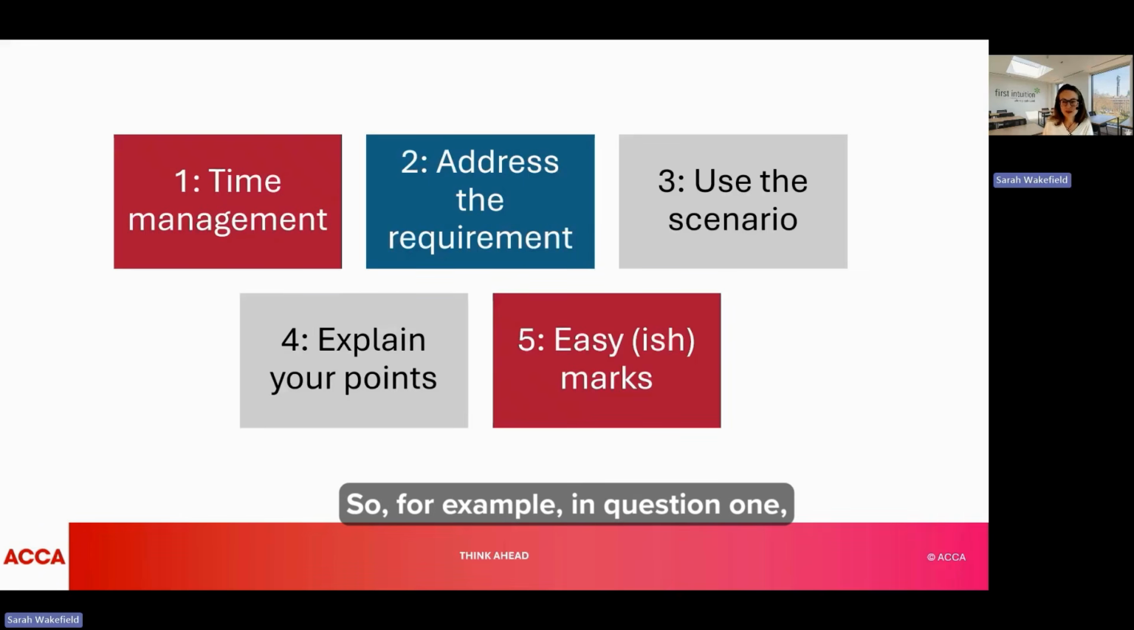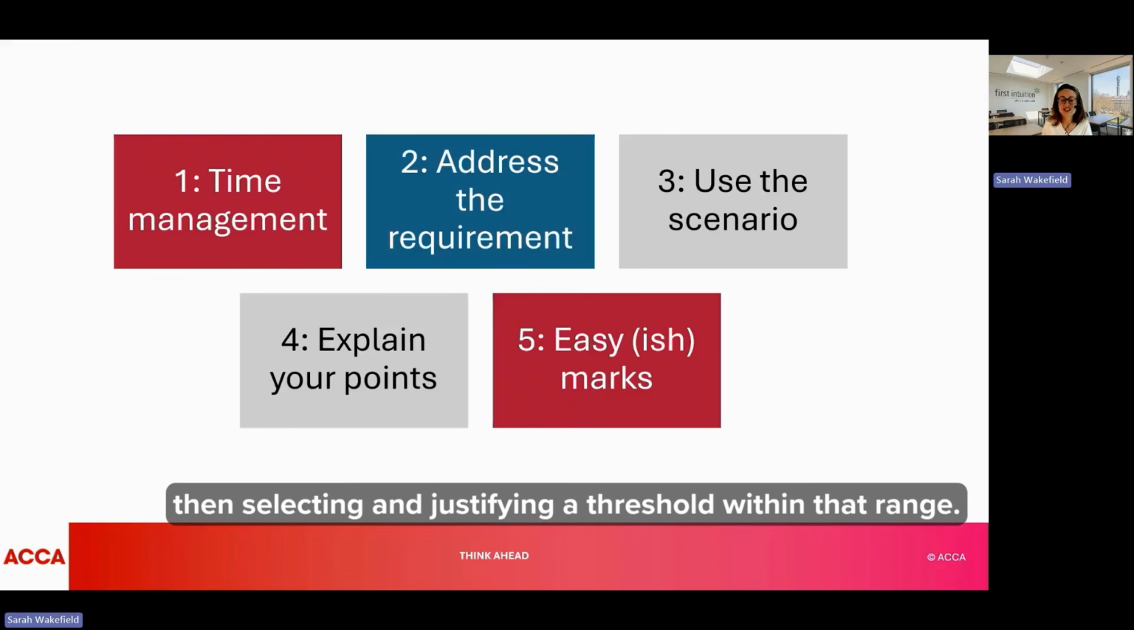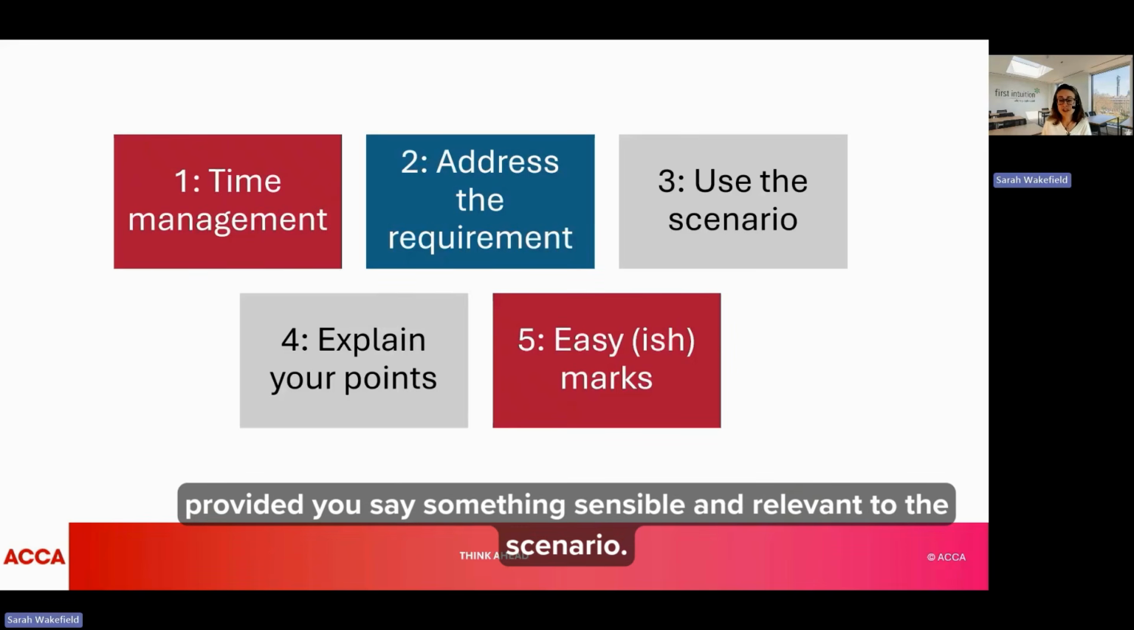There are also some easier marks available for materiality. So for example, in question 1, there are 3 marks for calculating the upper and lower range, and then selecting and justifying a threshold within that range. There's no correct answer provided you say something sensible and relevant to the scenario.